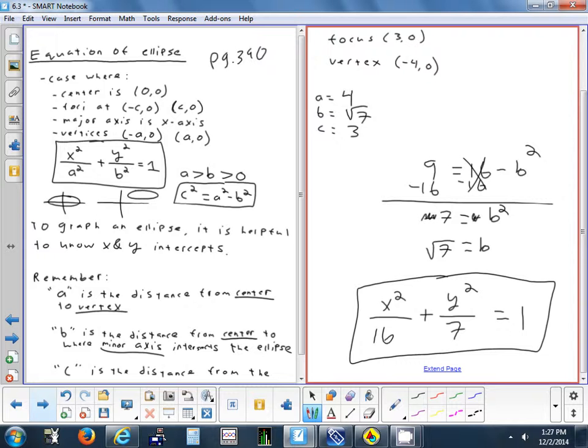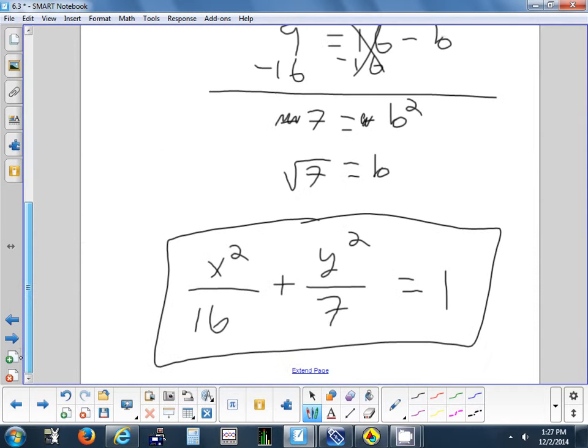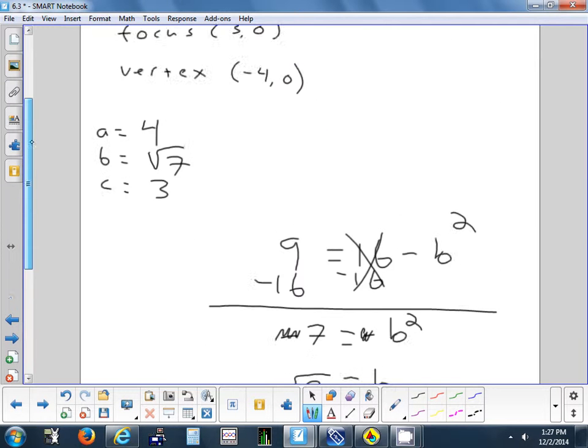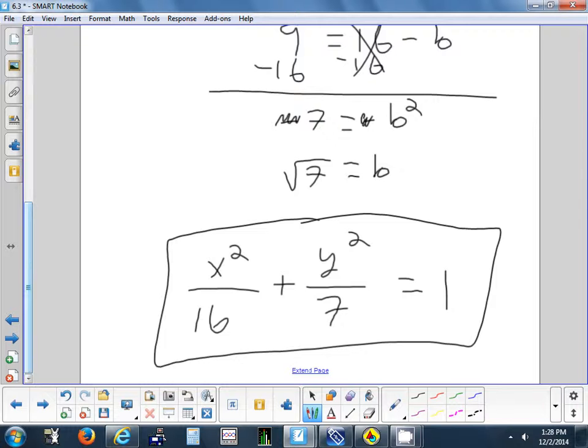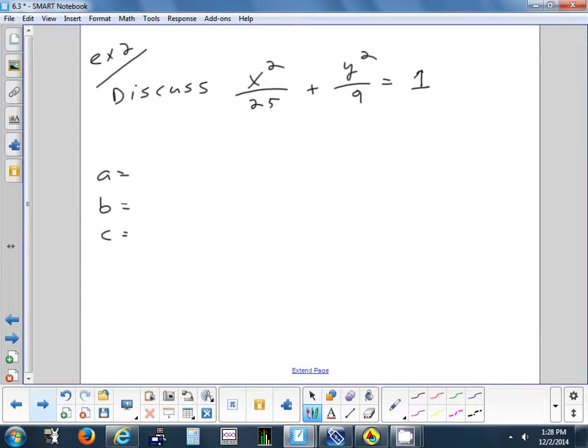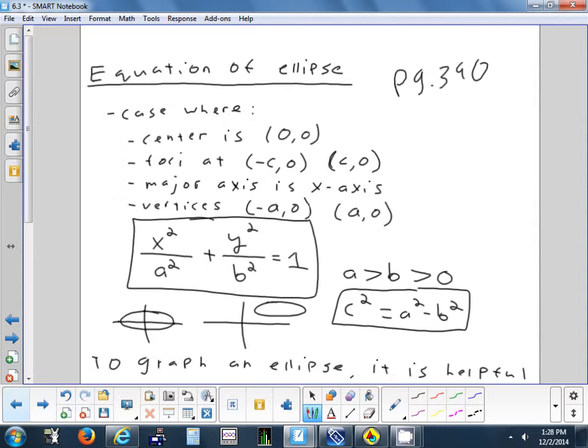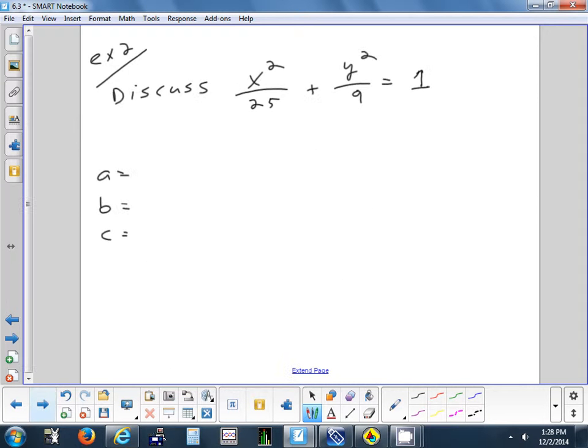Okay, so let's try changing that a little bit. Next, I'm going to give you an equation, and I'm going to have you tell me some of the information. So x squared over 25 plus y squared over 9 equals 1. Now, what's going to come in handy here is all of this. The foci are negative C, 0 and positive C, 0, all that other stuff. So first you've got to figure out A, B, and C. So what's A?